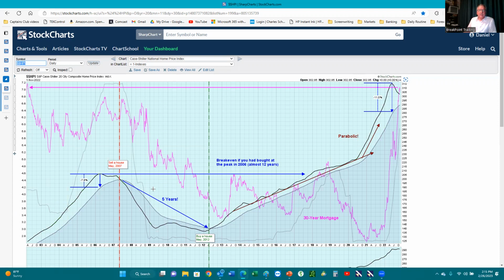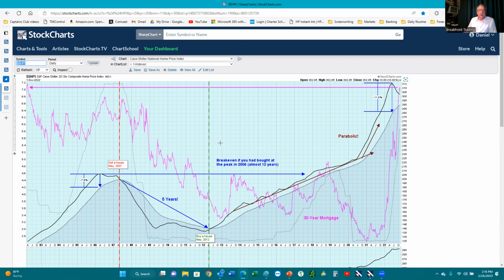You can't really do this with housing, but if you were to sell a house when this line crossed the 21-day, and then you bought a house again when it crossed back above it right here, but if you had bought at the peak back here, it would basically have taken you 12 years to get back to even, for the price of that house to be back to where it was 12 years earlier.